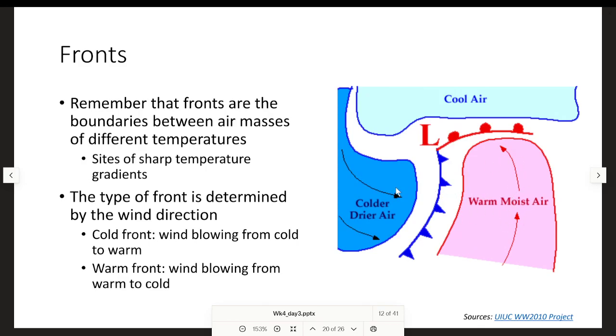And so the type of front is determined by the wind direction. A cold front is when the wind is blowing from the cold towards the warm. So usually you have the cold air over here blowing towards the east and into this warm air mass. But this is a warm front because this warm, moist air is blowing into this cold air. So where the air is coming from determines where the boundary is drawn and what type of boundary it is.